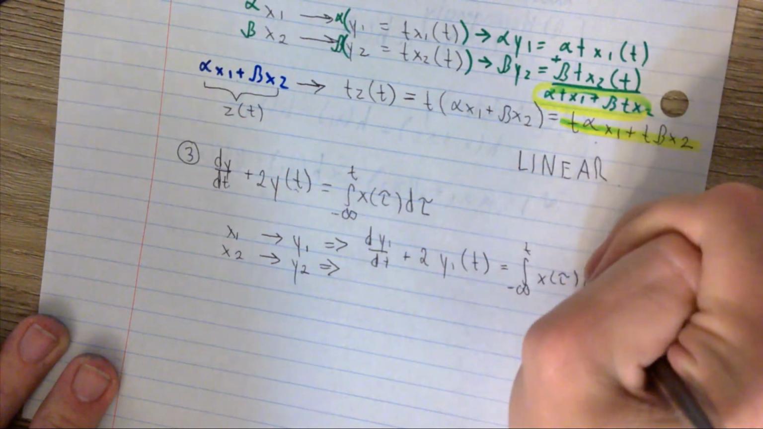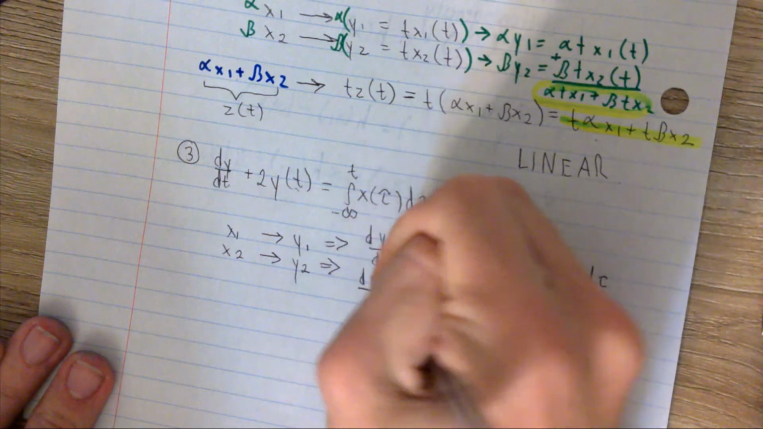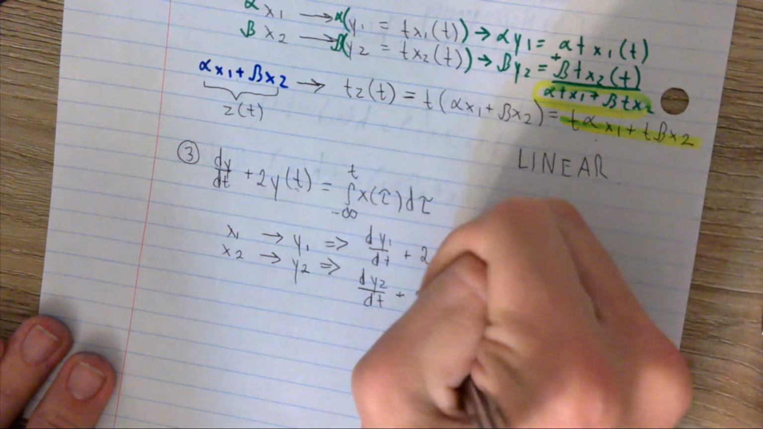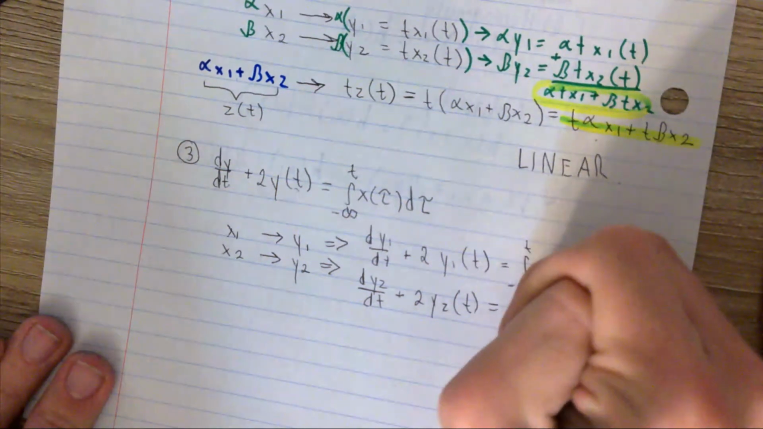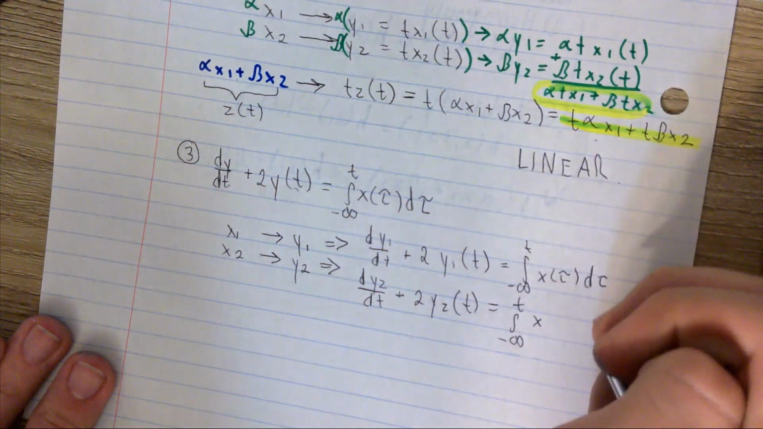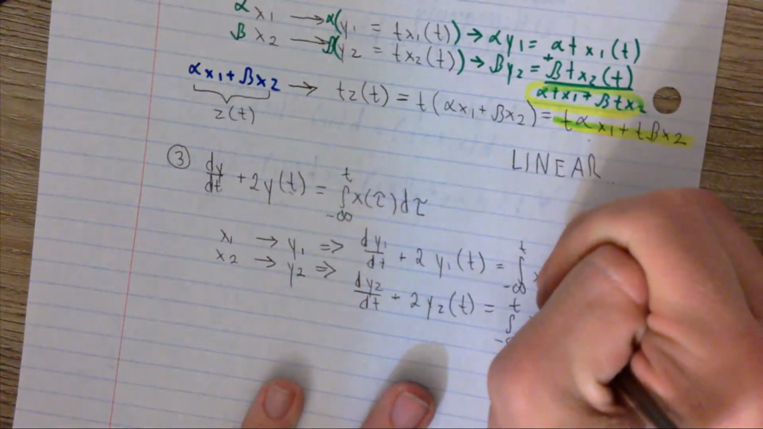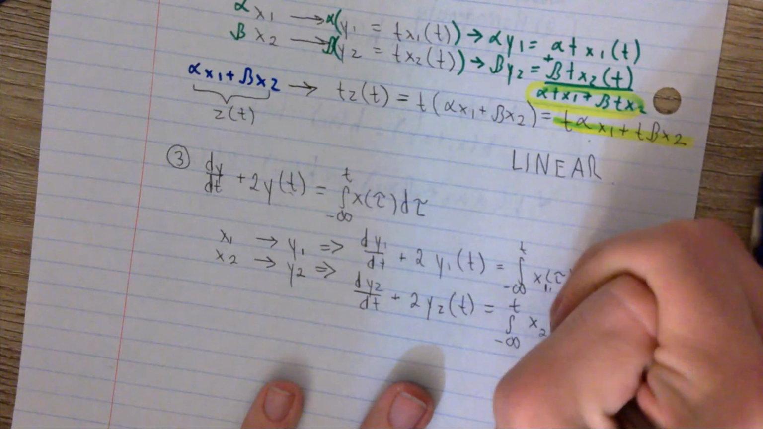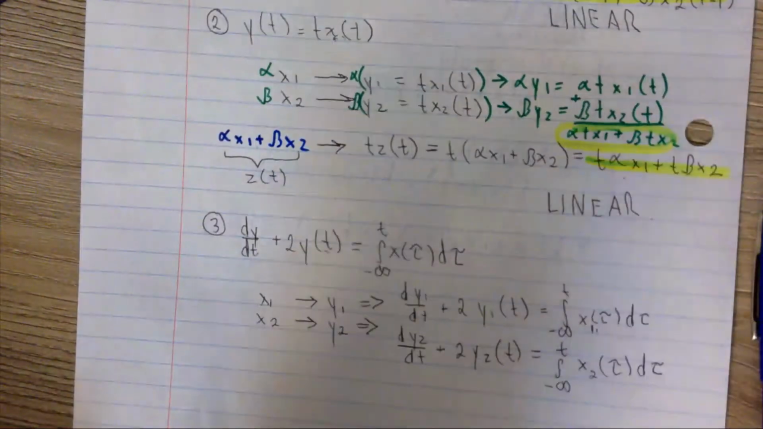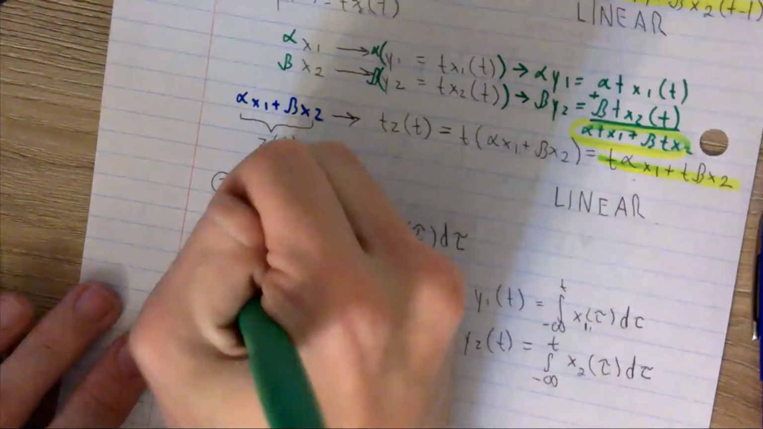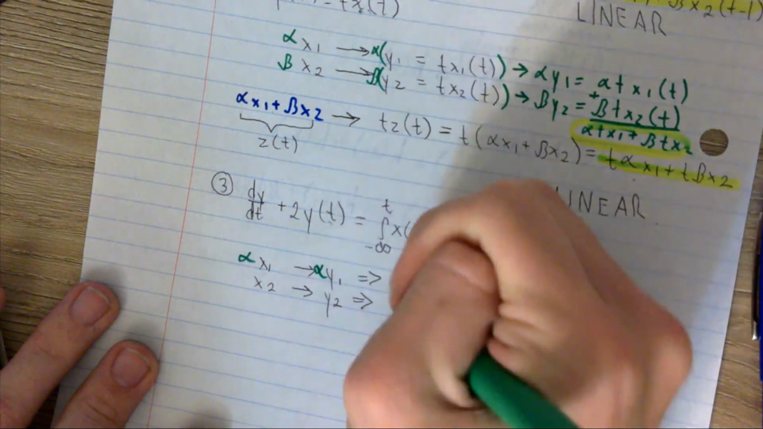And then here it is dy2/dt plus 2y2(t) equals the integral from negative infinity to t of x2(τ) dτ. This is x1, x2, and then τ dτ. And so now we want to do the homogeneity, so we multiply by a constant. This one would be alpha. So then that's going to be alpha times this output, so alpha times this entire thing here.